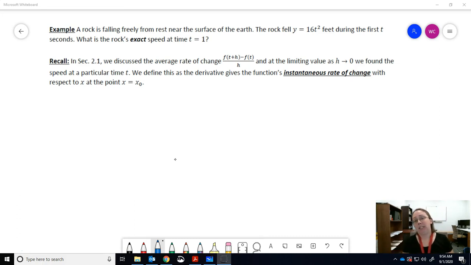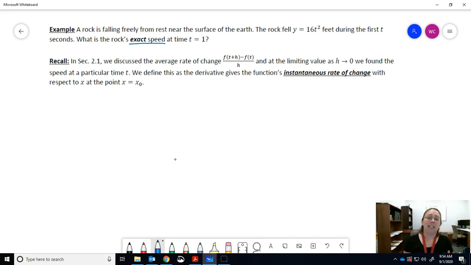So if you put in t equals 5 seconds into the fall, y is going to be how far it's fallen in those 5 seconds. If you put t equals 10, y will be how far it's fallen after 10 seconds have passed. So the question is, what is the rock's exact speed at t equals 1?